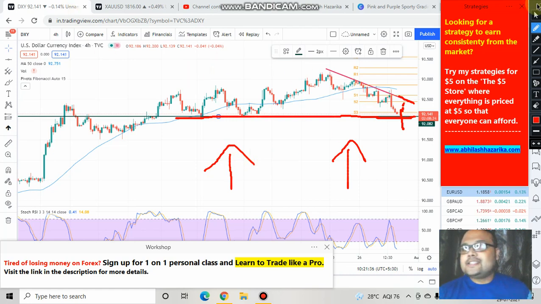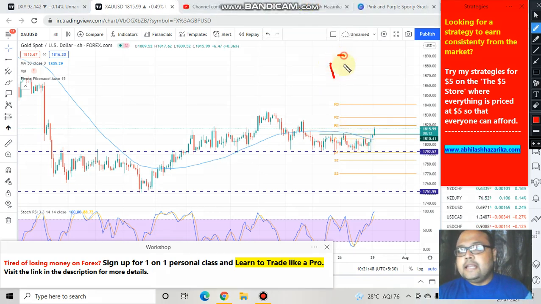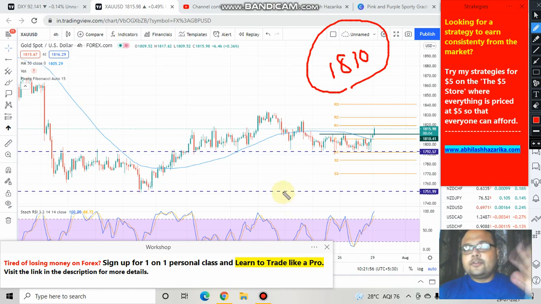So let's jump to the gold USD chart here. This is the chart of gold USD, and right now gold is trading at the 1815 level. There was a resistance at the 1810 level, and right now the gold USD chart has crossed this level and is trading above it. First and foremost, let's discuss the important levels in the market, and you can clearly see that I have got three levels here.